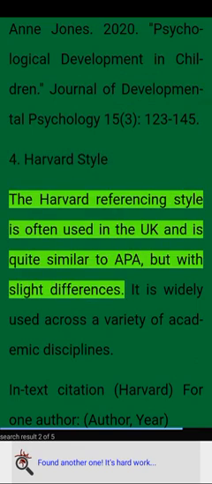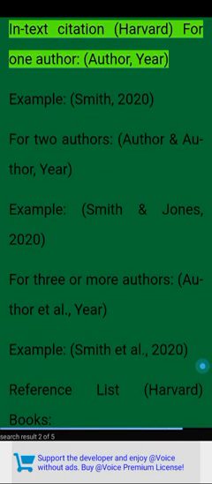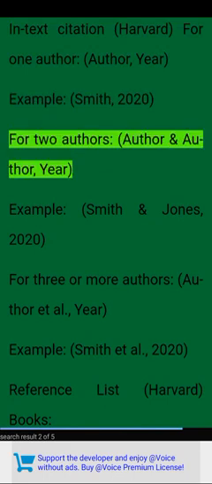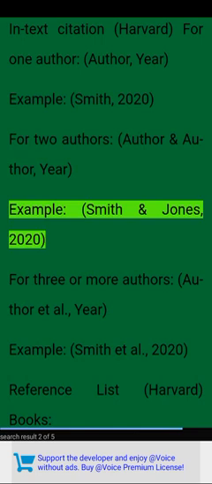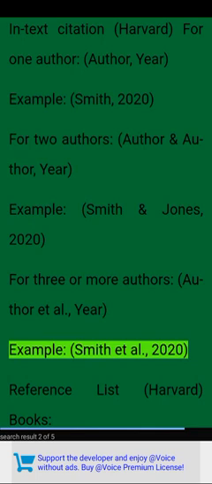4. Harvard style. The Harvard referencing style is often used in the UK and is quite similar to APA, but with slight differences. It is widely used across a variety of academic disciplines. In-text citation, Harvard, for one author: author, year. Example, Smith, 2020. For two authors: author and author, year. Example, Smith and Jones, 2020. For three or more authors: author et al., year. Example, Smith et al., 2020.